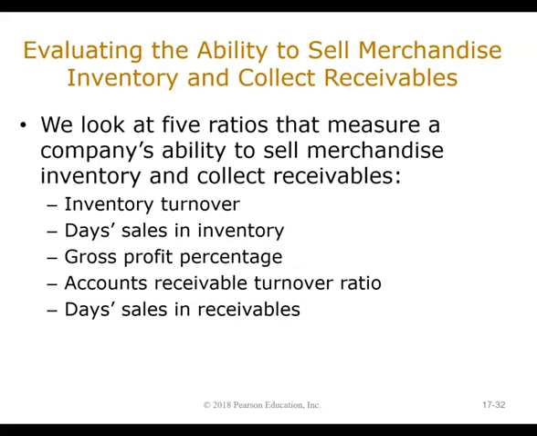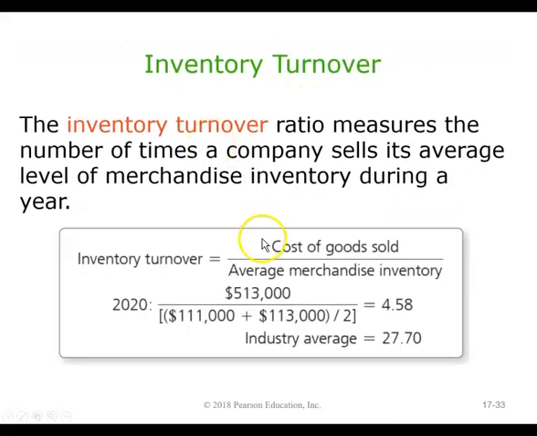That's important. How well can we sell our merchandise, and are we collecting the amount of money that people owe us? All right, we're going to have 5 ratios to do that with. The first one to talk about is inventory turnover. This just tells us, on average, how many times do we turn over or sell all of our inventory per year. It's just an average number.